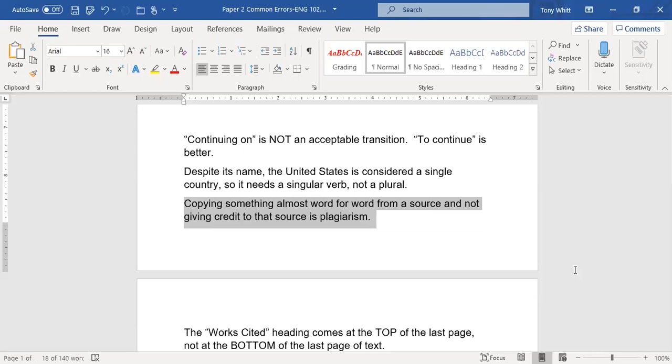What you should do is instead use a credit tag. If it's word for word, make sure that those words are between quotation marks.